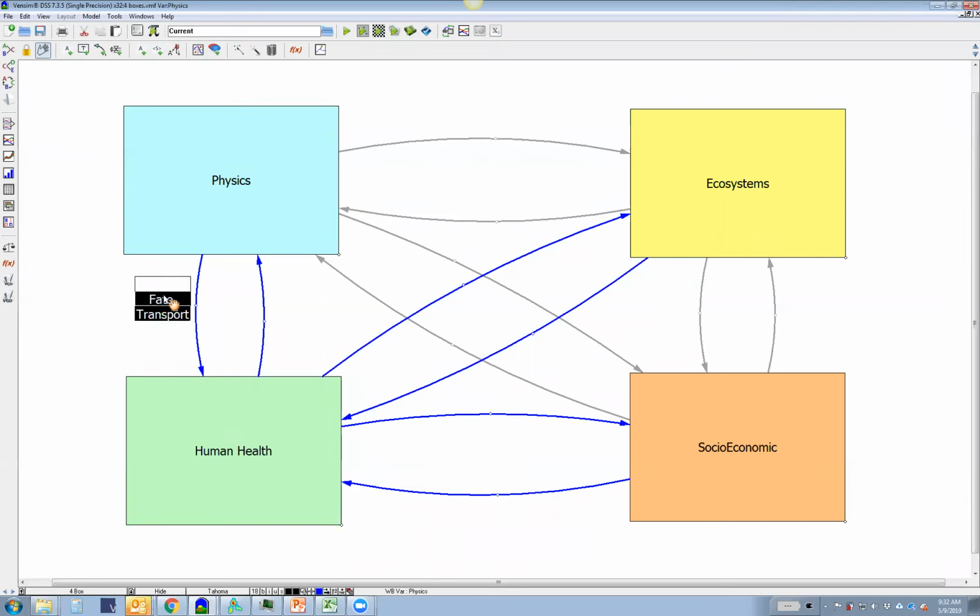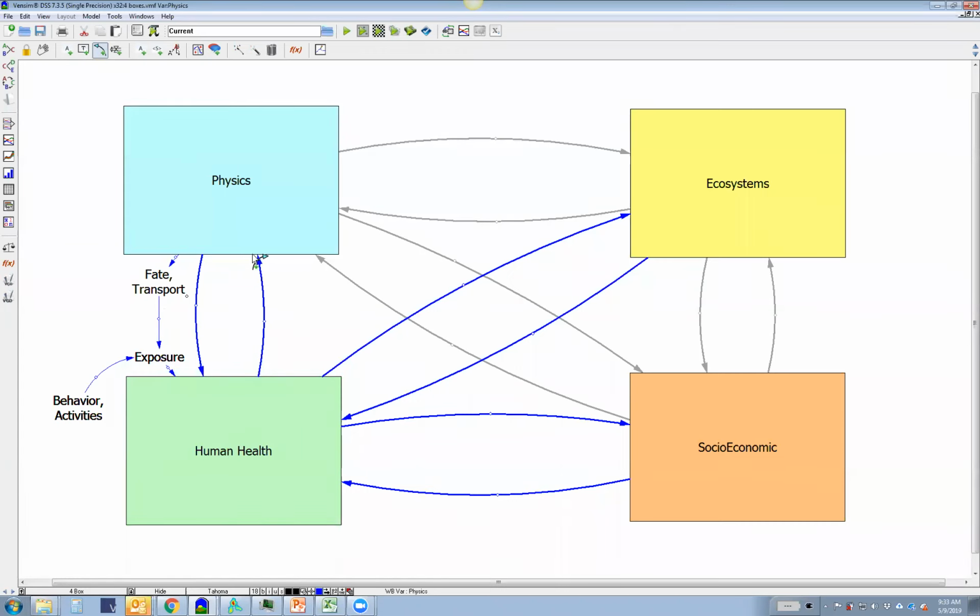And I guess I should augment this link of fate and transport because really what you're trying to get, as I understand it, is exposure. Well, you're trying to get the chemical concentrations from the fate and transport. Mm-hmm. So exposure is a combination of the fate and transport plus activities and behavior. Is that right? Yes. So then that impacts that box. So that's the idea.